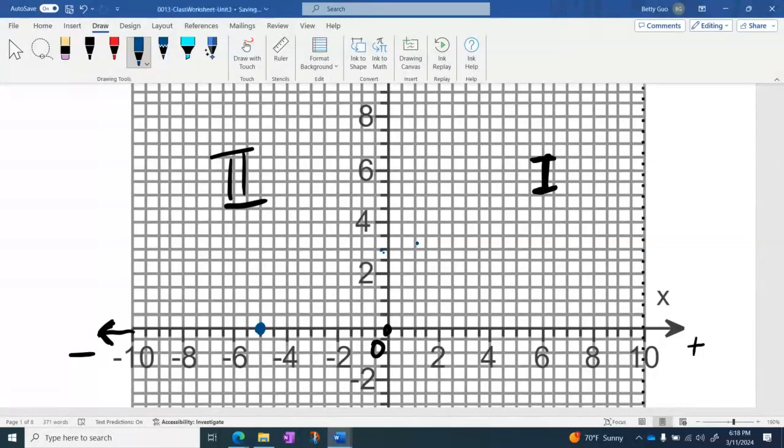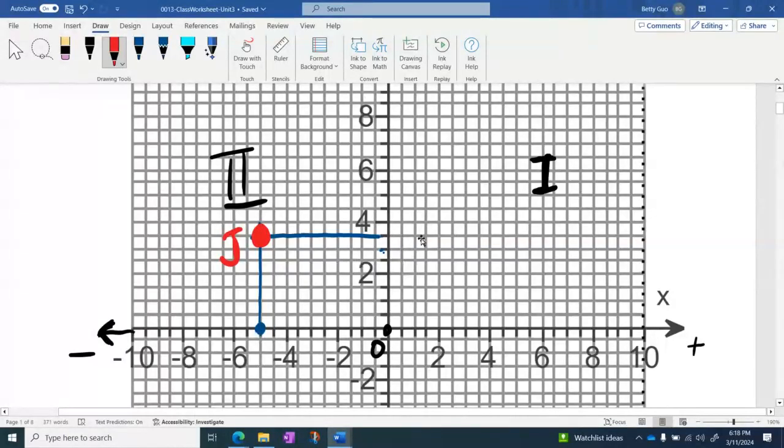This is in the middle of 3 and 4. So it's right here. So to the left 5 units and up 3.5 units. And this point is our point J. Let me double check. X coordinate is negative 5, so the point is 5 units to the left of the origin. Y coordinate is 3.5, so the point is 3.5 units above.